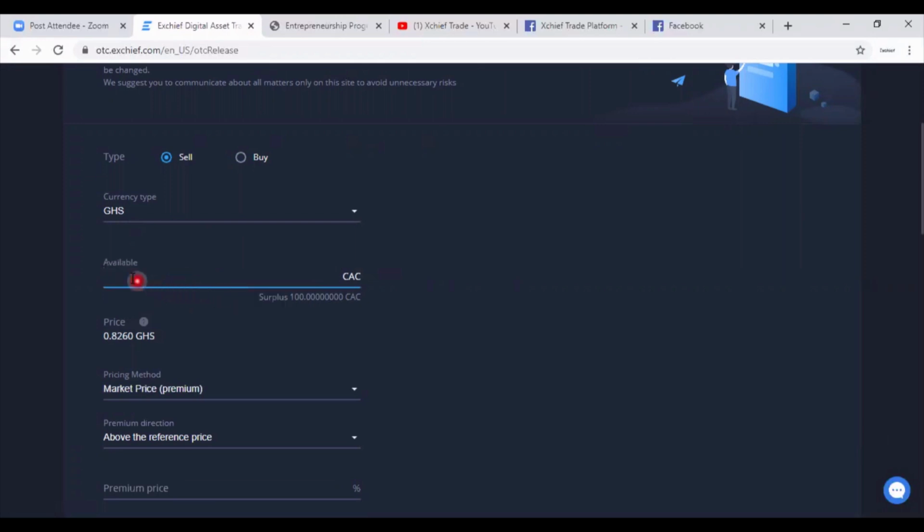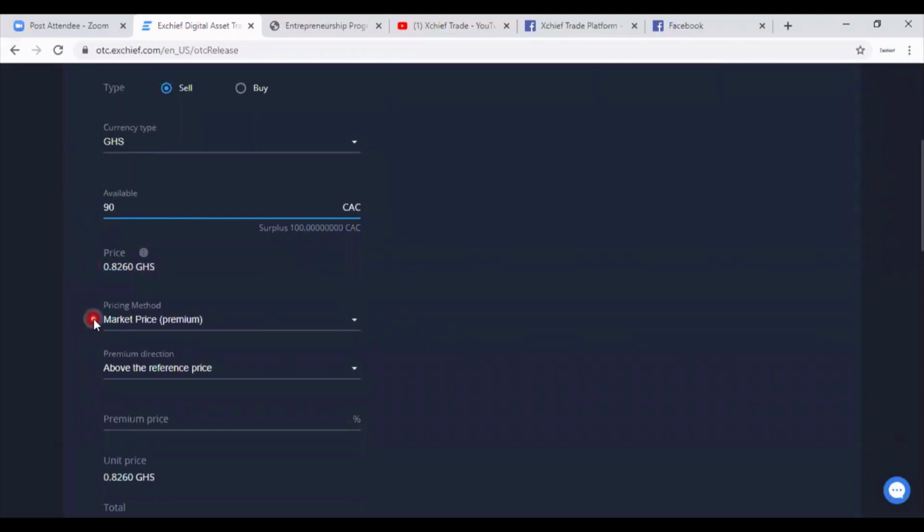Okay, so available, I'm going to choose to sell probably 90 out of the 100 I have in my account. So I want to sell 90 CAC out of my 100. The price you see displayed here is the unit price of 1 CAC. Okay, so I have currently 82.8260 Ghana cedis. So 1 CAC costs this much.